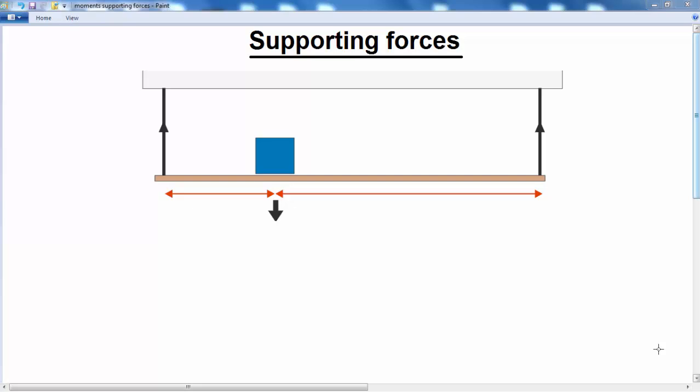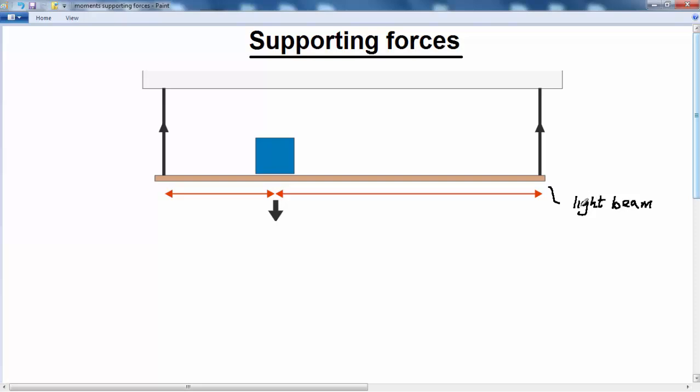In this lesson we're going to look at supporting forces using the principle of moments, and to do that we've got a setup here where we've got a light beam supporting a load here in blue and supported by two cables or two ropes.